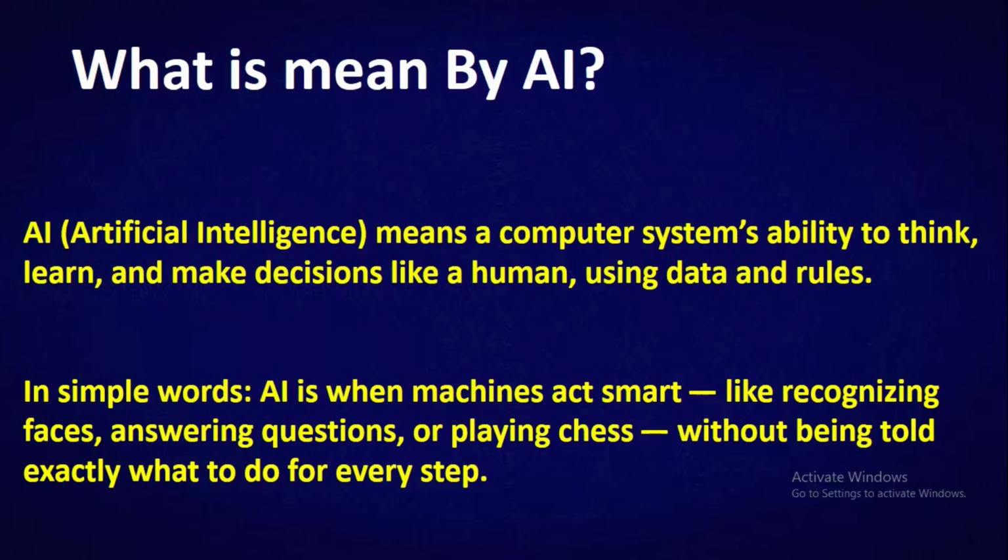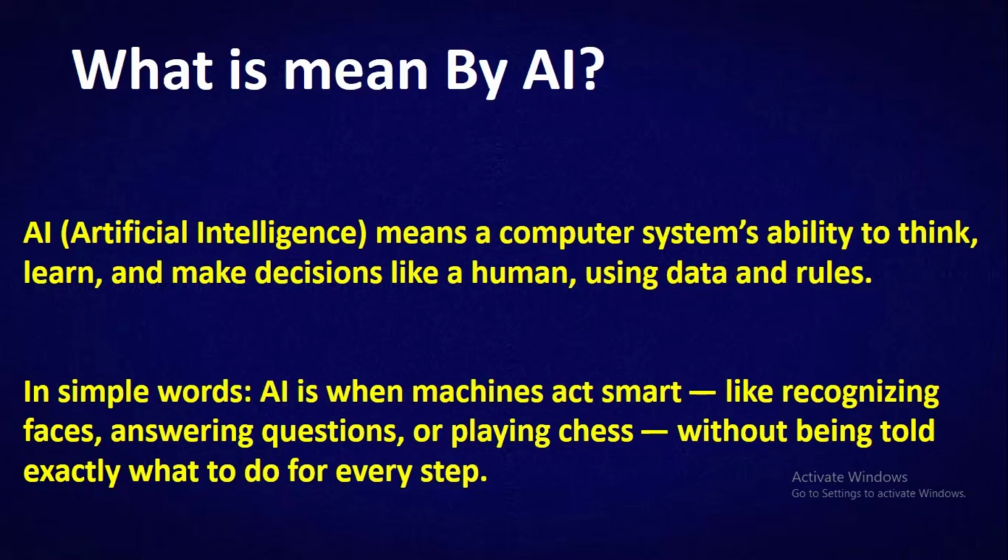Okay, so first we need to understand what is meant by AI. In the market nowadays, if you see, AI is there everywhere. So what is meant by AI actually? AI is nothing but artificial intelligence. Artificial intelligence means a computer system's ability to think, learn, and make decisions like a human using data and rules.